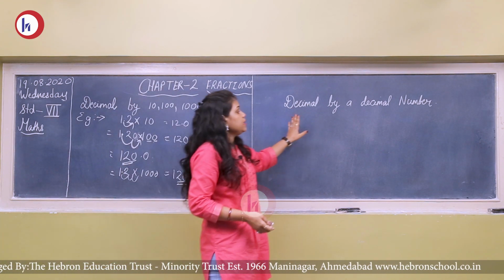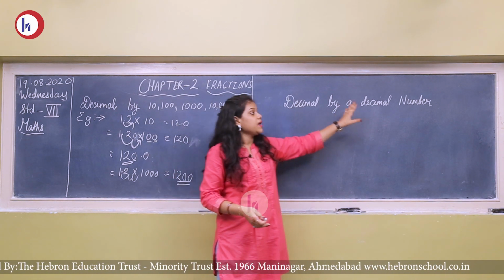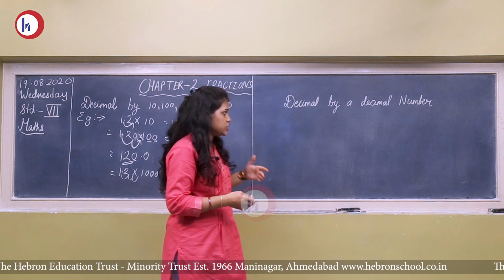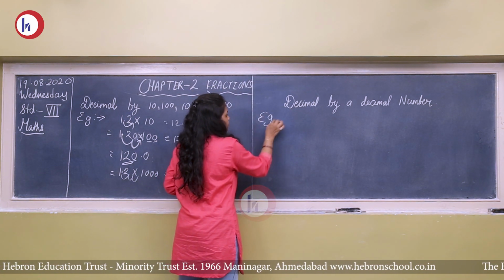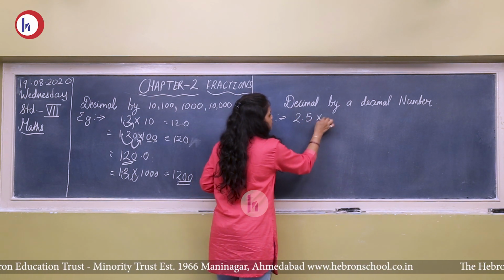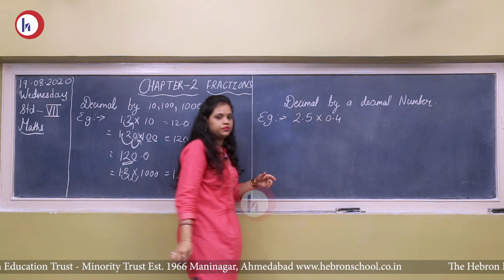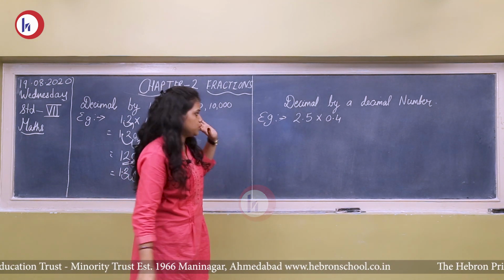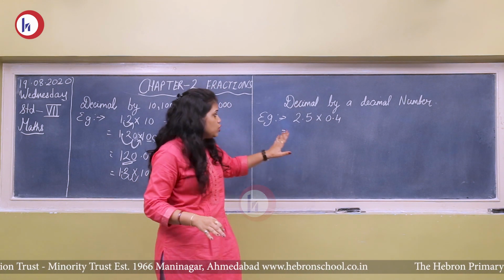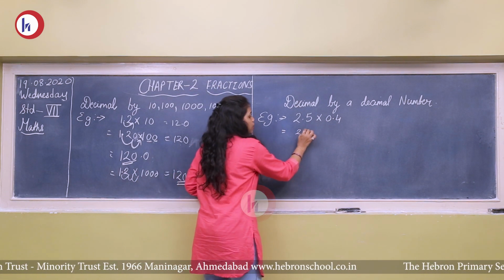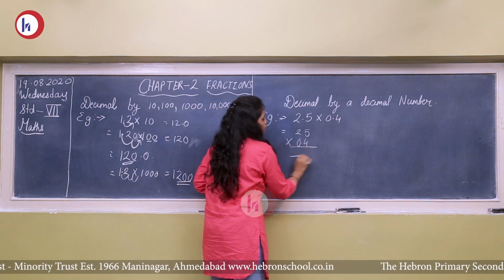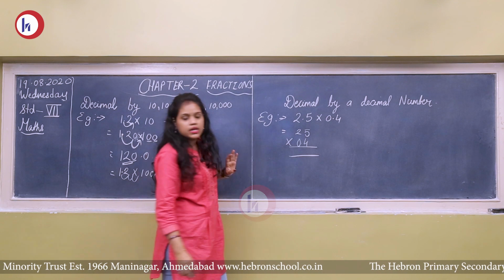Okay. Now we will see multiplication of a decimal by a decimal number. When you are given 2 decimal numbers, how will you do the multiplication? Let's take an example. Suppose you take 2.5 multiplied by 0.4. Now both the numbers have decimals. So what are we going to do? First, forget the decimal. If we forget the decimal, what will we have? 25 multiplied by 4. Okay. Now you know 25 fours is 100.